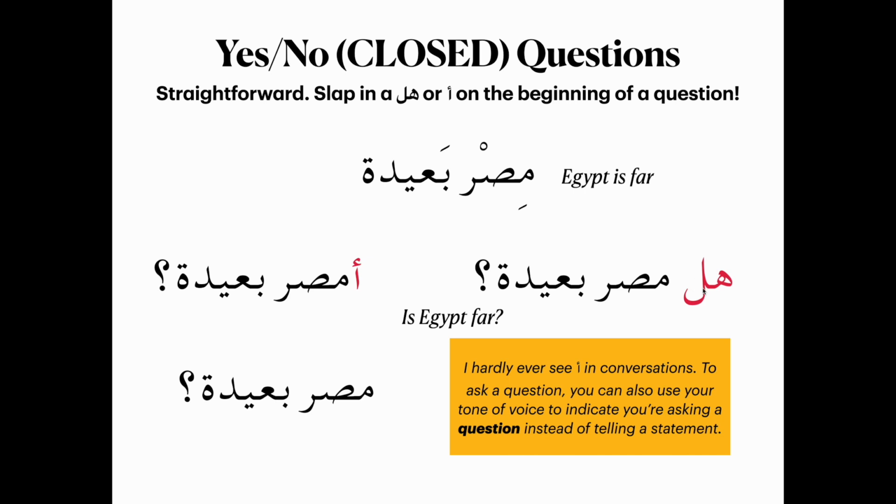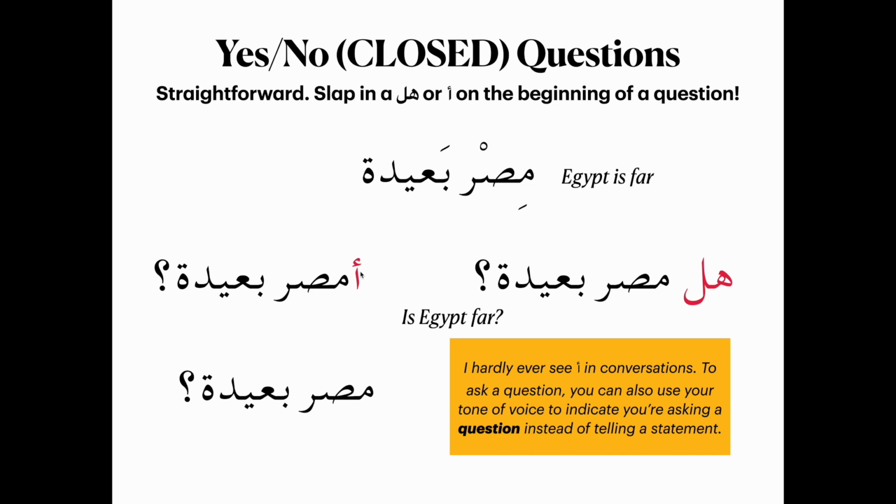Hal is its own word. Hal, or add in this prefix right before. So hal misr ba'ida or a misr ba'ida, right? And honestly, I've seen a used in books, but I hardly ever really see it. Like you might see it in the Quran. You will see hal more commonly than a.